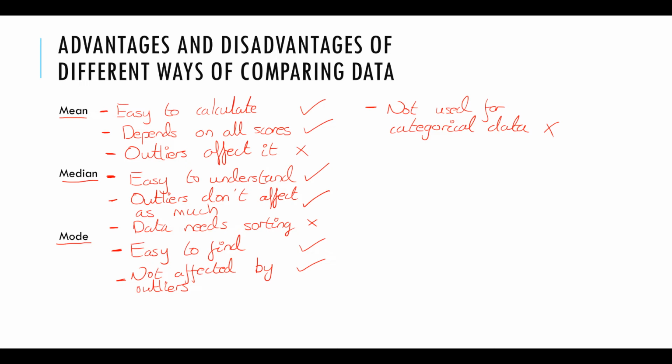The last one is that it is used for categorical data, so it's kind of the opposite to the median and the mean. That's a good advantage.